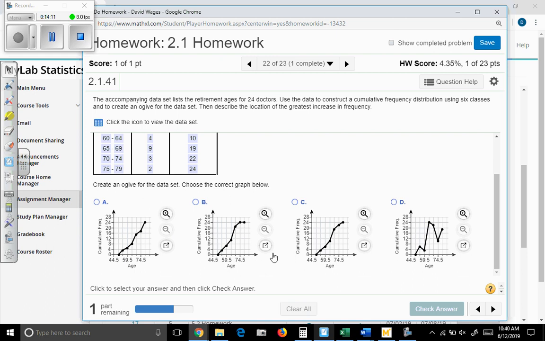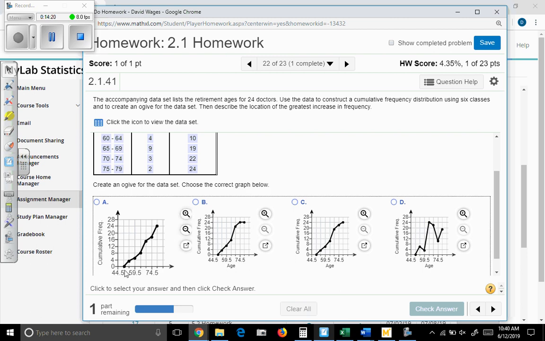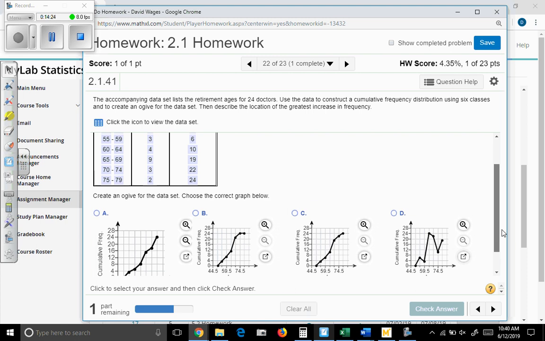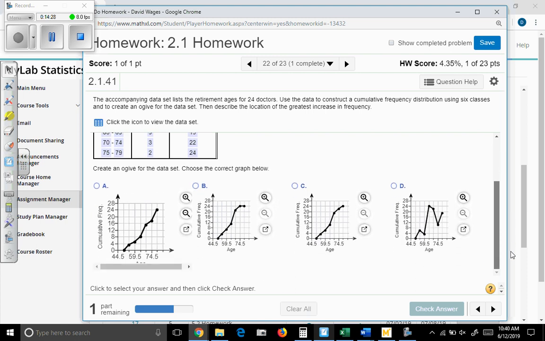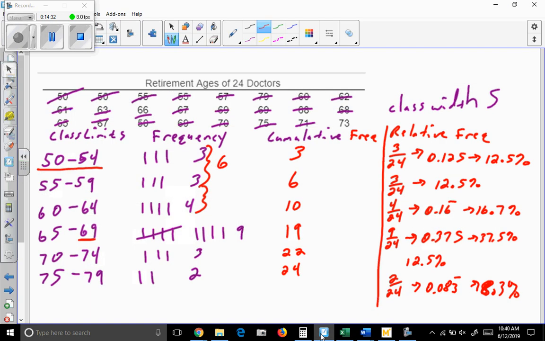So the next part of the question asks us to select the corresponding ogive. If we look at the values on the x-axis, notice these are class boundaries. Our class limits don't have any decimals in them. So let's take a break and see how we get the class boundaries if we know the class limits.